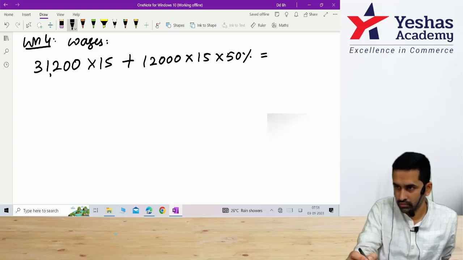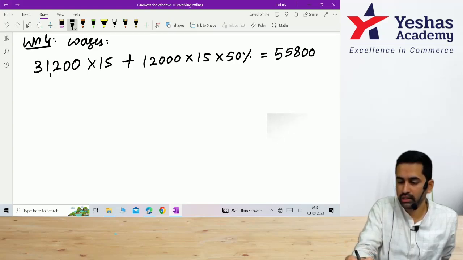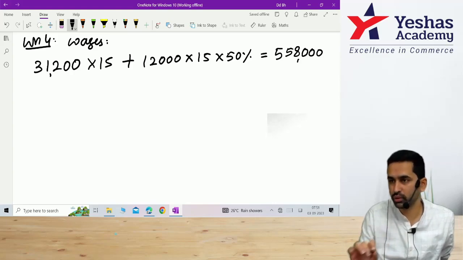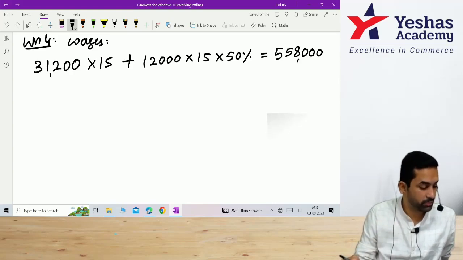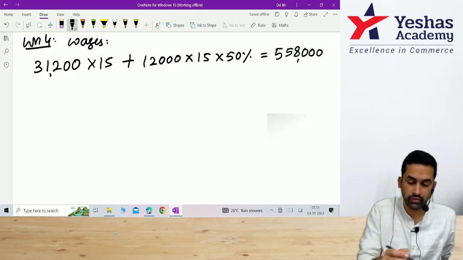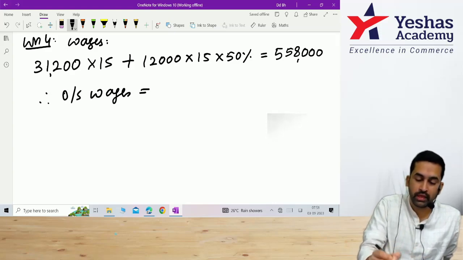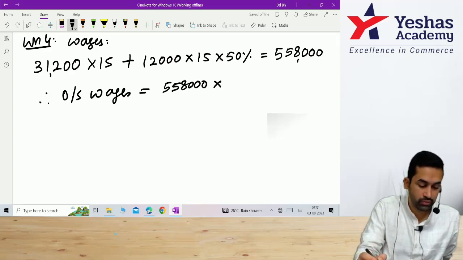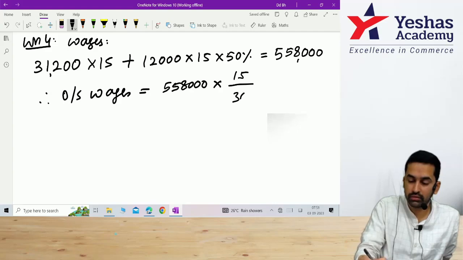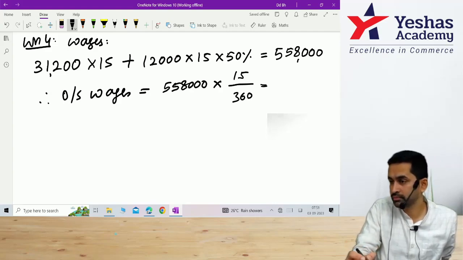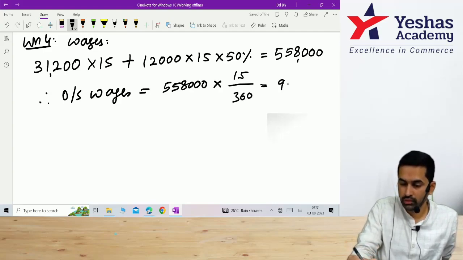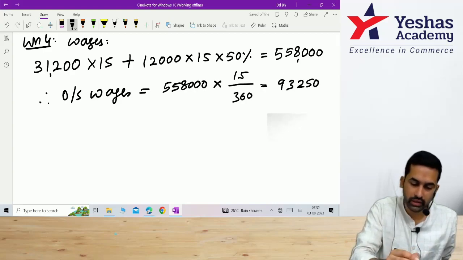Anybody? 5 lakh 58,000. Understand this is the labor cost for full year. And what's the time period for labors? 15 days. Therefore, outstanding wages is equal to 558,000 into 15 by 360. Anybody? 23,250.